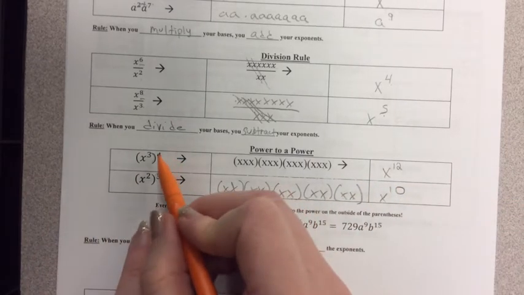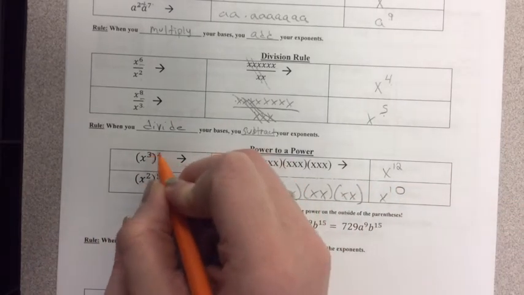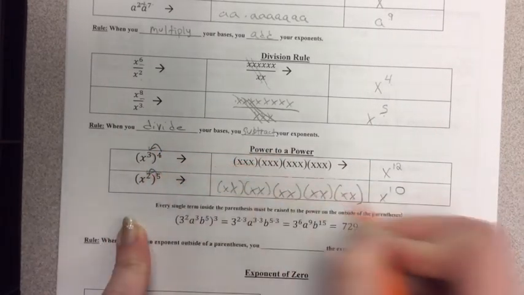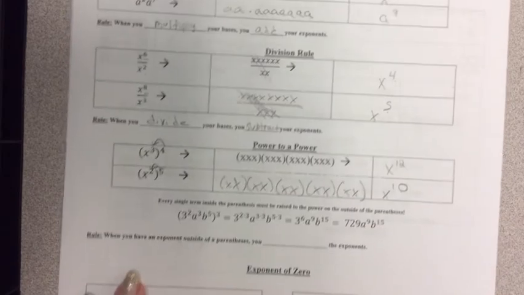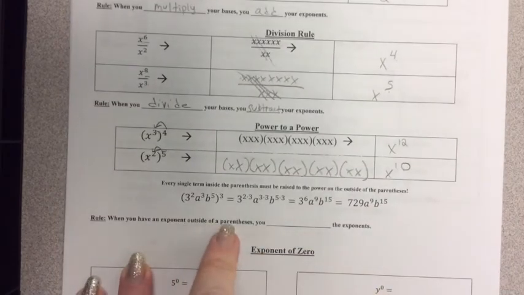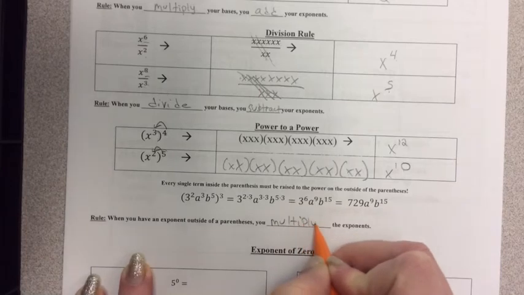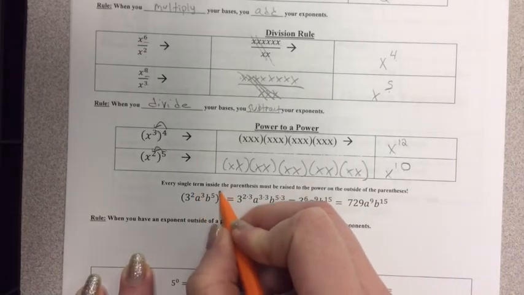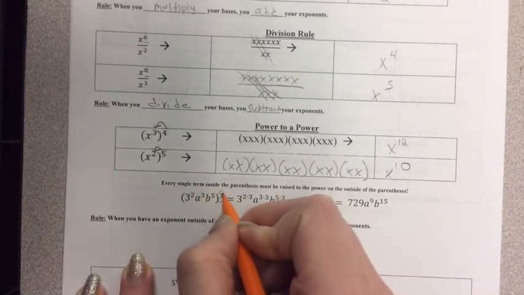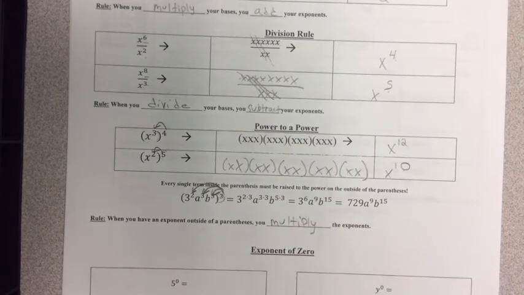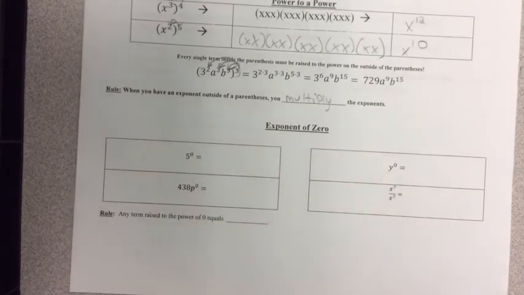Okay, and we can see, so if we multiplied 4 times 3, that would give us 12. 5 times 2, that would give us 10. So when we have an exponent outside of a parentheses, you multiply the exponents. Just make sure that the exponent goes to everything inside the parentheses, so it goes to every single exponent. Okay? All right, so moving on to our last rule is the exponent of 0.